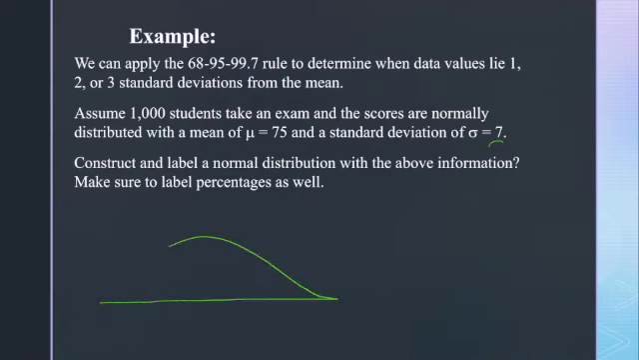So I know my mean is 75. I want to go 1, 2, 3 standard deviations above the mean, and 1, 2, 3 standard deviations below the mean. If I go up 1 standard deviation, that puts me at 82. If I go up 2 standard deviations, that puts me at 89. And if I go up 3 standard deviations, that puts me at 95.